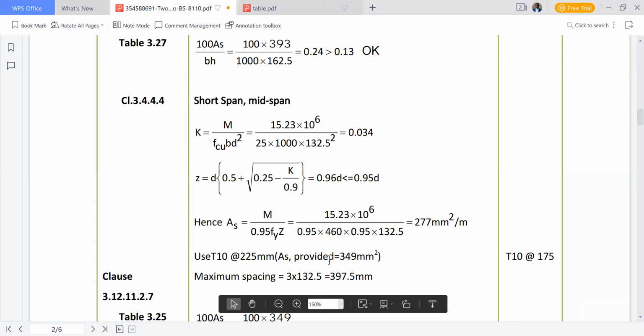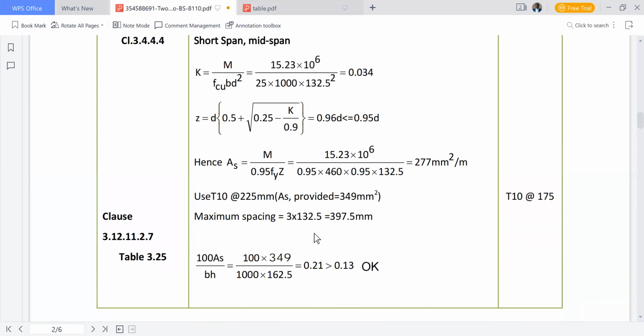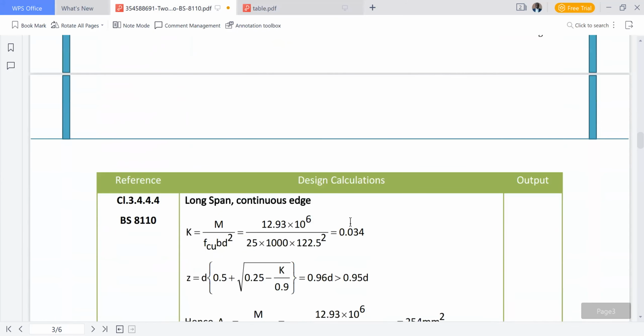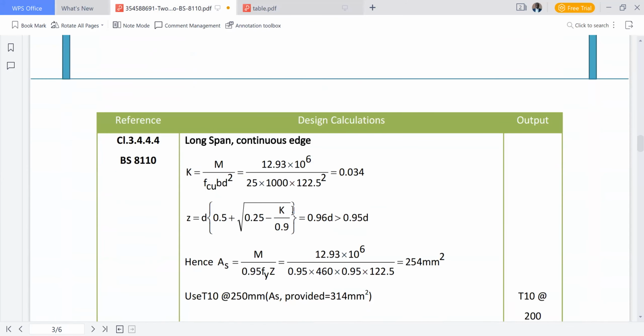So we'll have 349, 10 millimeter diameter bar spaced at 225 millimeter center to center. Maximum spacing, that one we meet. Then now we calculate minimum area. Minimum area should be 0.13%. Ours is 0.21%, so it is okay. It meets the criteria. Then we go to long span, continuous edge.